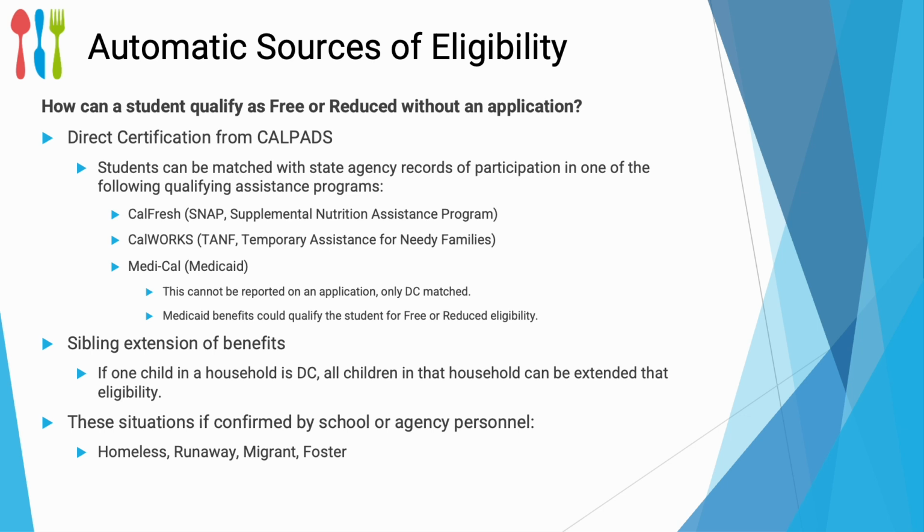If a student is participating in any of those programs and is matched between your school records and state agency records, they are automatically eligible as free or reduced. Also, if one child in a household is directly certified, then all children who live in that household can be extended that eligibility. So it's important for you to review the things that we send home to make sure we're catching all those siblings who may not have been directly certified themselves, but should be granted the same status.